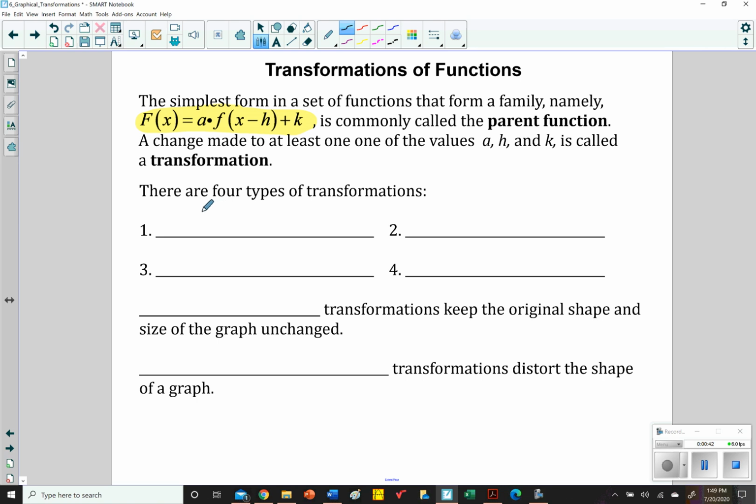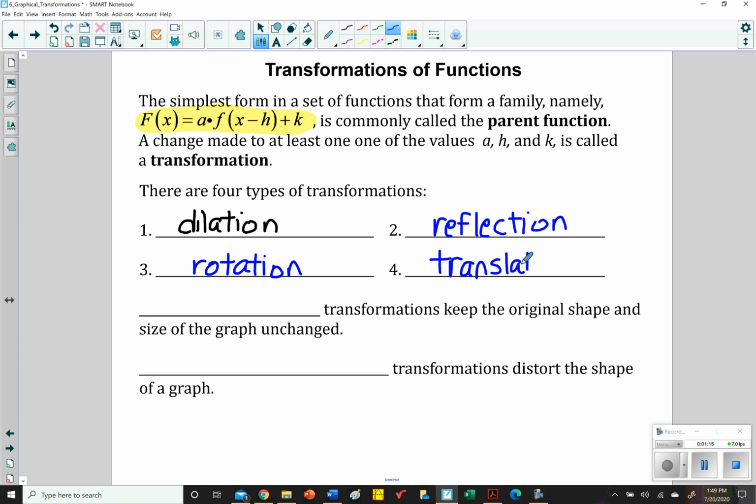Now, in geometry and algebra 1, you've probably looked at the 4 different types of transformations in detail. Those would be dilations, reflections, rotations, and translations. Dilation, reflection, a rotation, and a translation. In pre-calc, we'll mostly look at reflections and translations.